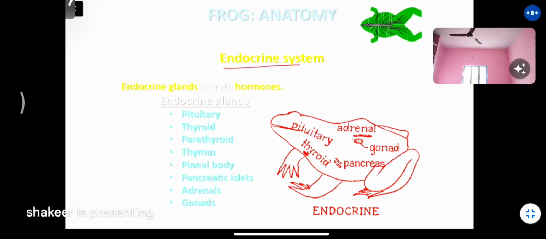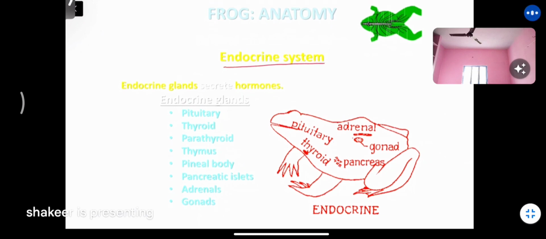We are studying about the endocrine system in the case of frogs. So endocrine glands, what do they do? Endocrine glands secrete hormones. So how many endocrine glands are present? Pituitary, thyroid, parathyroid, thymus, pineal body, pancreatic islets, adrenals, and gonads. These are the different endocrine glands which are present in the frog. And their function is producing and secreting hormones.